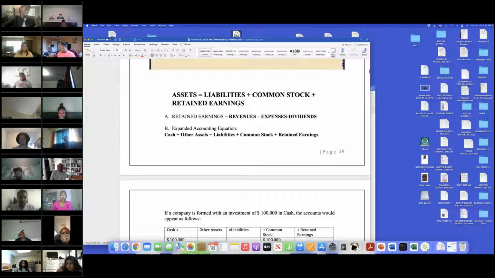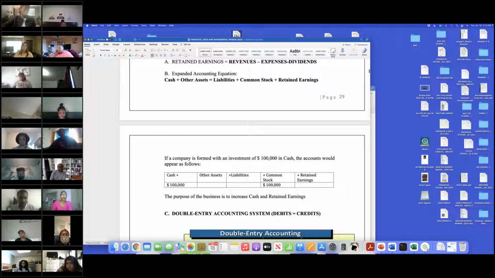If you form a company with $100,000 in cash, you got cash on one side equal to the common stock on the other side. The goal of a company is always to increase the cash, and increase it through earnings. So if you put $100,000 to start a company, then you want the cash, other assets too, you want the cash to go up through earnings. So that's the bottom line of what a company is supposed to do.